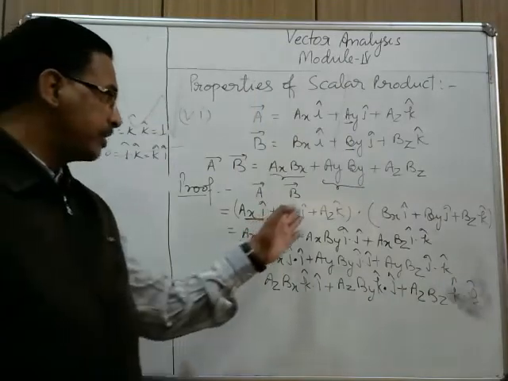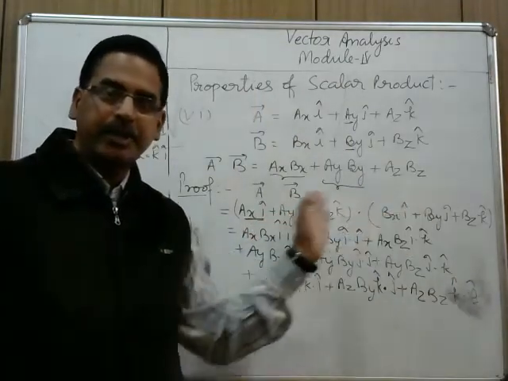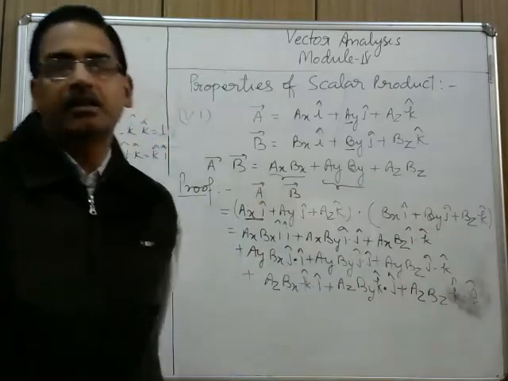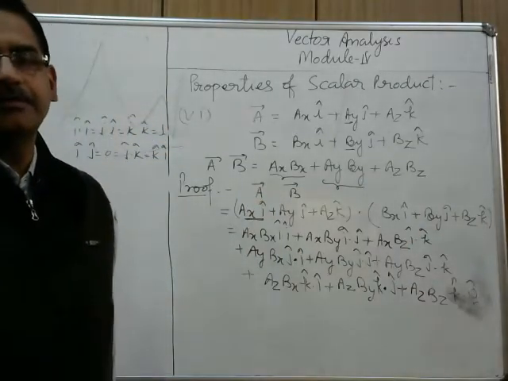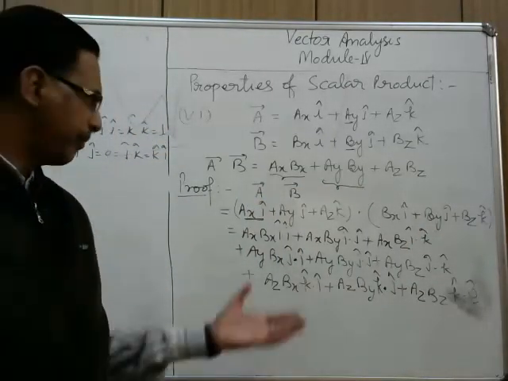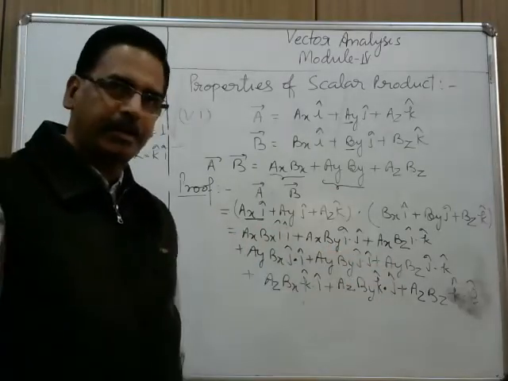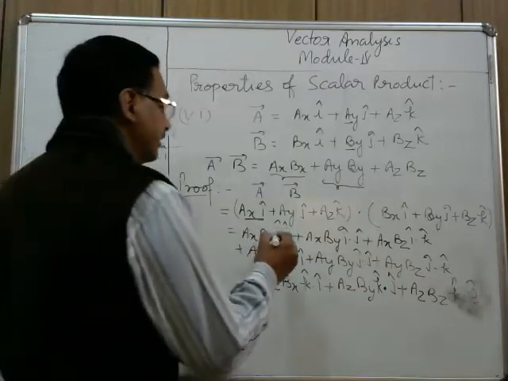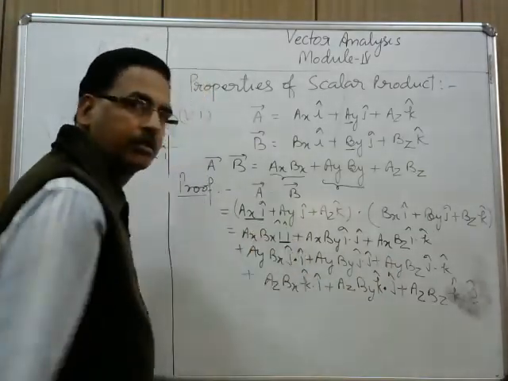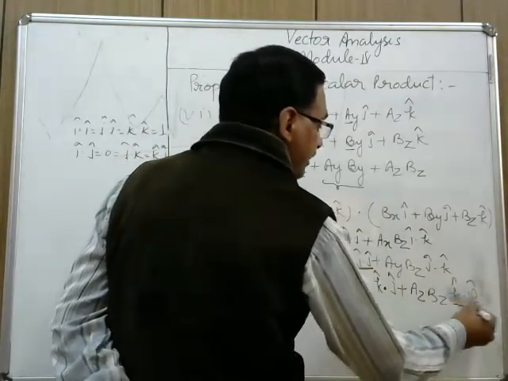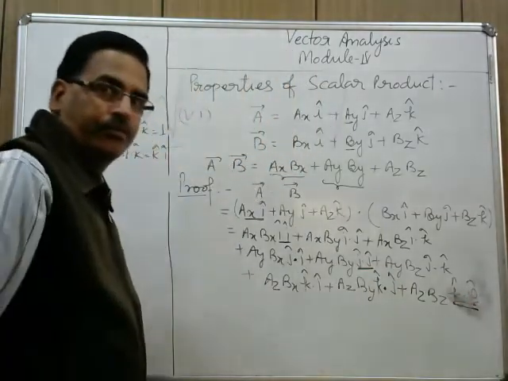Now 3 terms are multiplied by this. We have taken the scalar product of the respective 3 terms of the first bracket with the respective terms of the second bracket. Now 9 terms were expected and here we have written 9 terms. Here you can see this is i dot i, I am underlining it. Here it is j dot j and here it is k dot k.